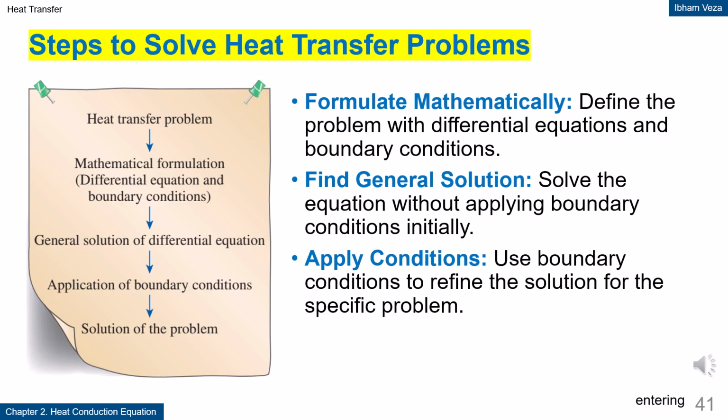Steps to solve heat transfer problems. The solution process starts by formulating the differential equation and its boundary conditions. After that, the general solution of the equation is obtained. The next step is applying the boundary conditions to determine the arbitrary constants. The final result is a specific solution that matches the physical problem. This sequence of steps helps maintain consistency and accuracy in the analysis.